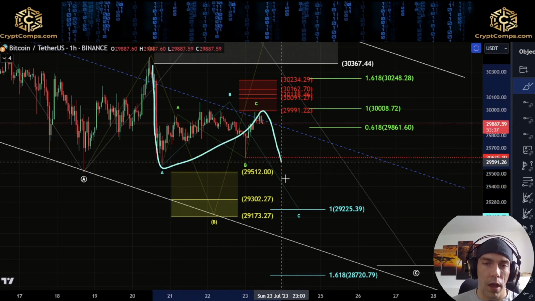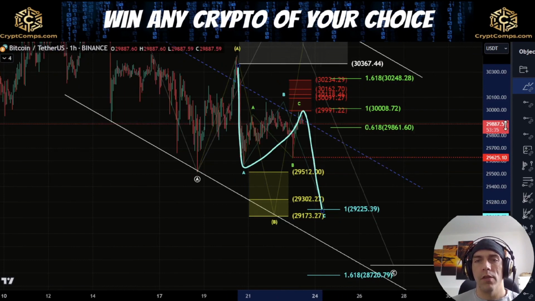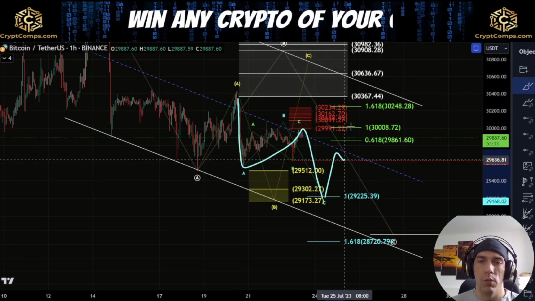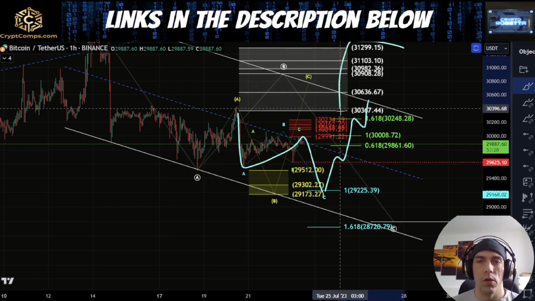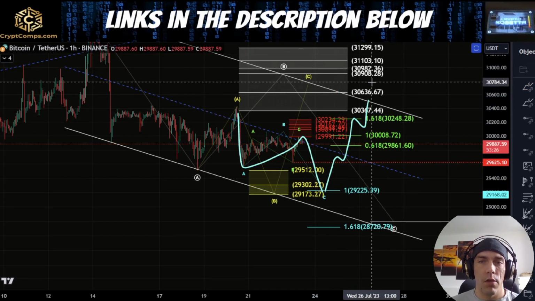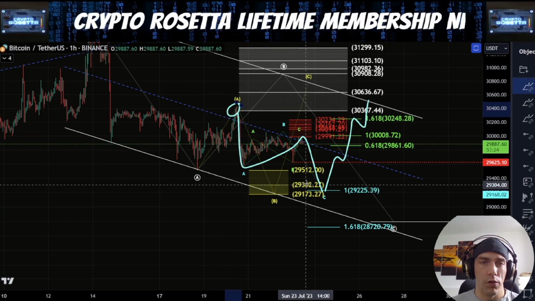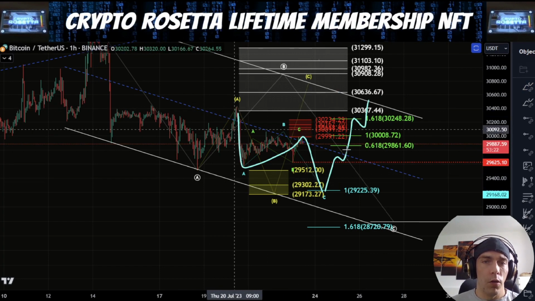If we just get this as ABC, then what we could actually see is a 5-wave move to the upside, 1, 2, 3, 4, 5, looking to bring us back up into this typical zone that we look for as a rejection area, and we could actually look to sweep these highs over here. So on the lookout for this.